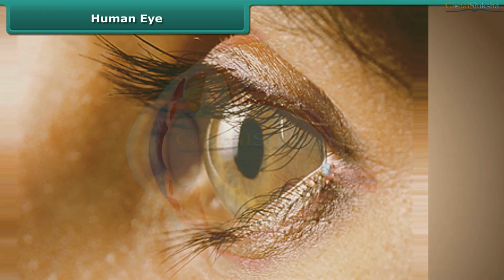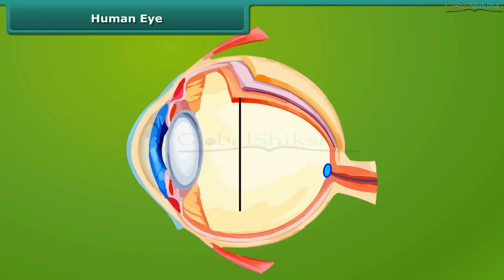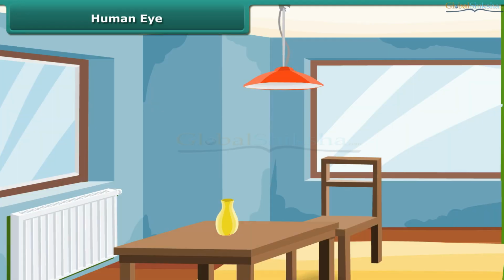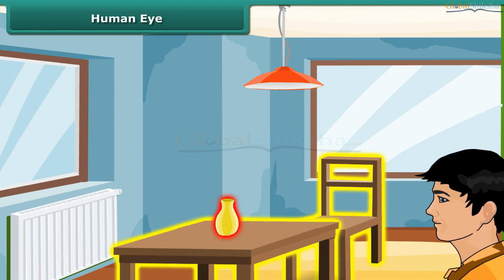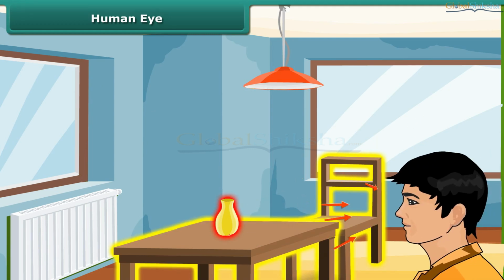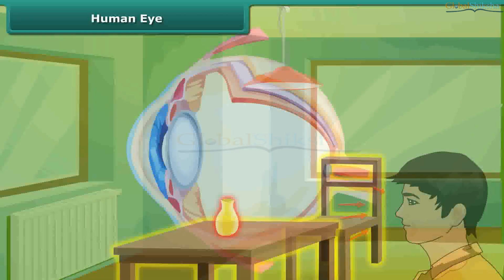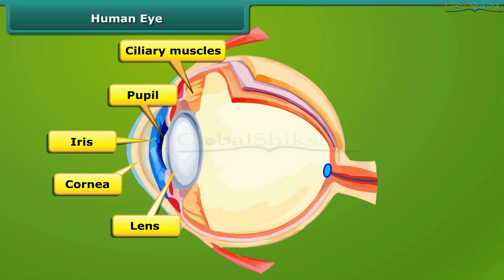The eye is nearly spherical in shape with a diameter of about 2.3 centimeters. We are able to see the objects around us only when the light emitted or reflected from them enters our eyes. It sends the signals of the image to our brain via optic nerves. Let us study the eye's structure in detail. To know more, click on the labels.